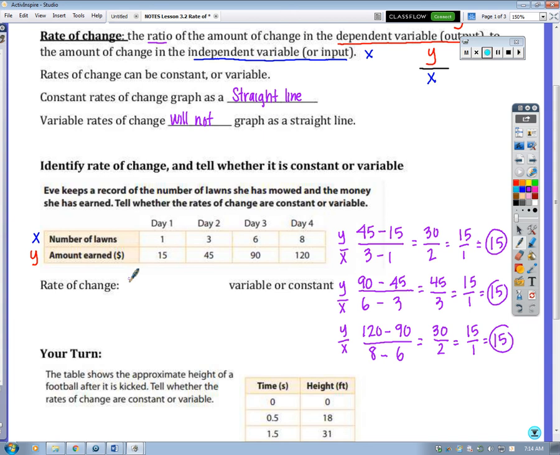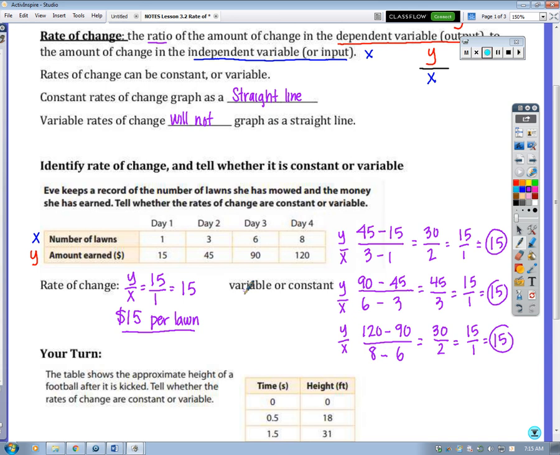So my rate of change is my ratio of y to x, which is $15 to every 1 lawn, or 15. So that would be my rate of change. And we're going to go ahead and just write that down as it compares to what we're actually looking at here in this problem. So that would be $15 per lawn. Because it's great to be able to find the numbers, but we also need to know how to apply it to the question that is being asked.